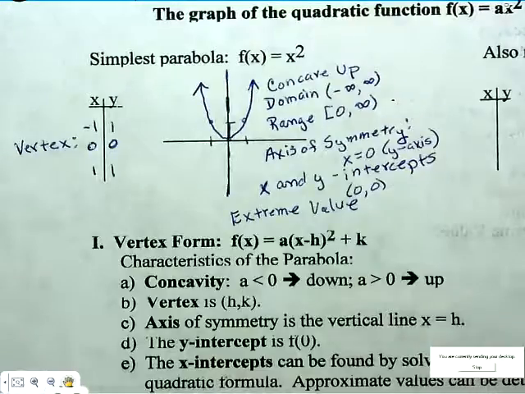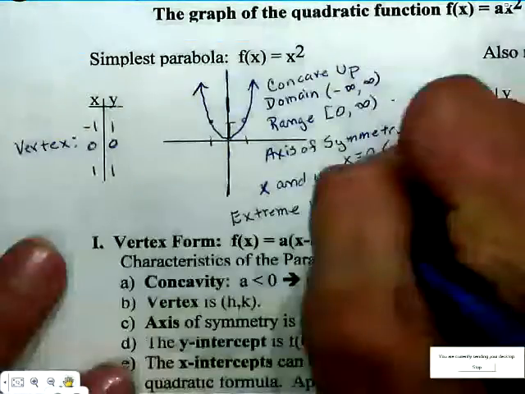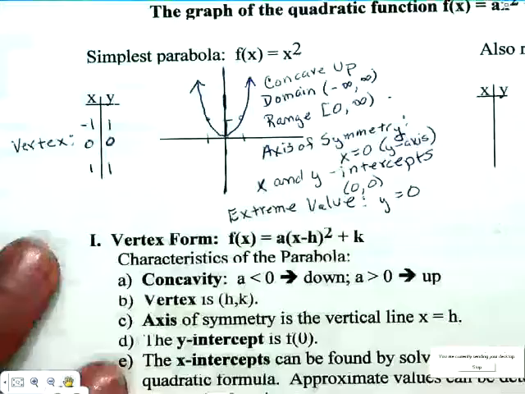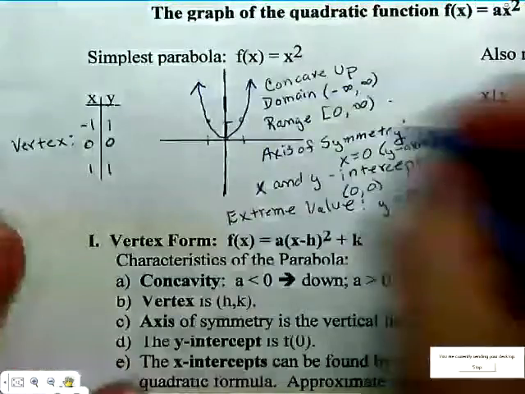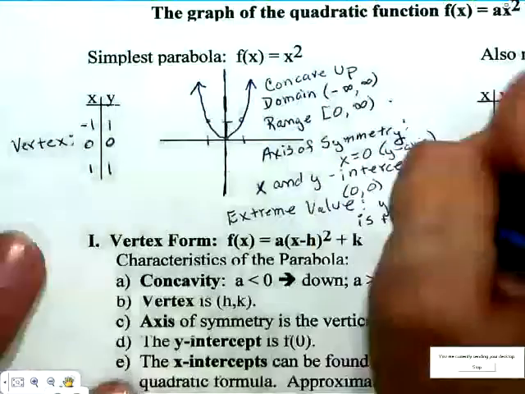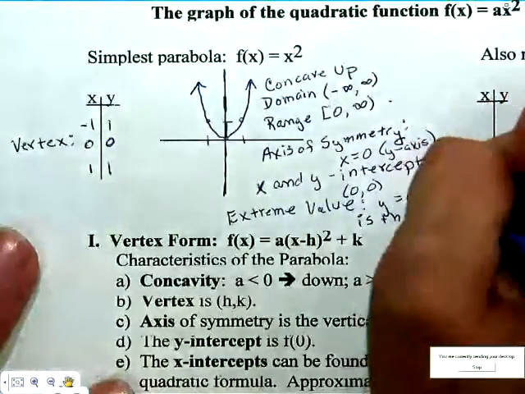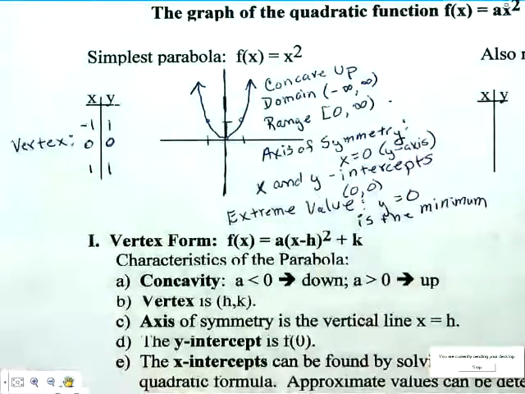Here, since we have a concave up parabola, there's an extreme lowest point. That's called the extreme value of the function, or in this case, it would be called the minimum value of the function. The extreme value is always the y value, the highest y value or the lowest y value, depending on whether the function's concave up or concave down. So the extreme value here is y equals 0. And more specifically, we can say y equals 0 is the minimum value of the function, or just y equals 0 is the minimum.